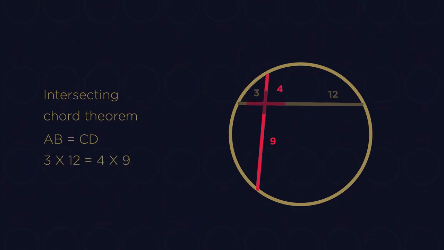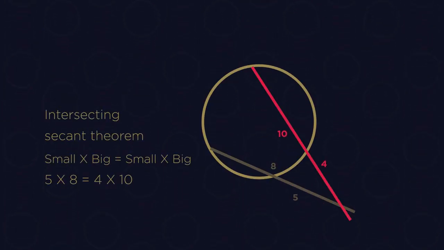So that is all there is for circle theorems. As well as the 9 theorems that we've just looked at, you will also come across parallel line angles and isosceles triangles quite a lot, so keep these in mind.